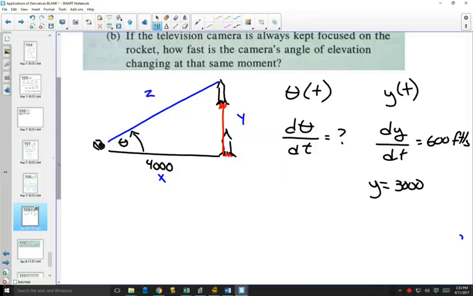And I think that's often the hardest part in these questions, trying to figure out what I know that relates these variables that I have. Because I want to find d theta dt and I have dy dt, I wanted to make an equation that just has thetas and y's. In this case, because it's a right angle triangle, and we want this angle theta, y would be the opposite side. We know the adjacent side, so we could make this equation that tan of theta is y over 4,000.